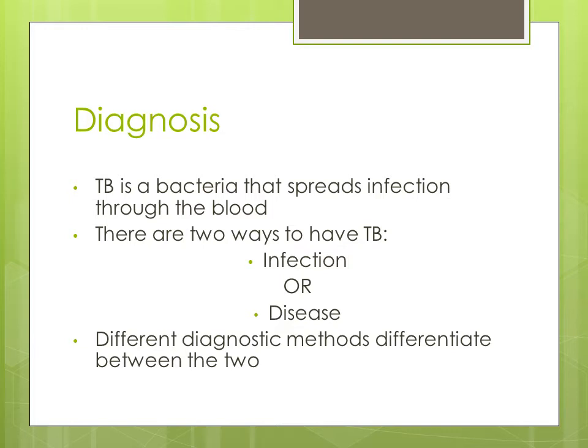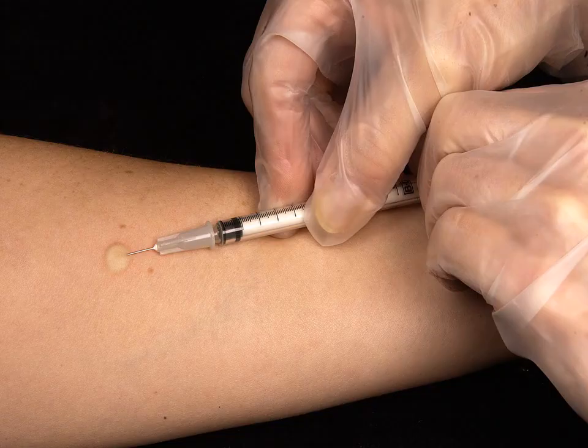If you just have a TB infection, that means that there is some tuberculosis bacteria present in your body, but that's not causing you any problems. If you have tuberculosis disease, then that bacteria has caused an infection in your body, such as problems in your lungs. The doctor uses different diagnostic methods to differentiate between the two, infection or disease, to determine exactly what the patient has. The first test that the doctor will run is what's called a tuberculosis skin test.